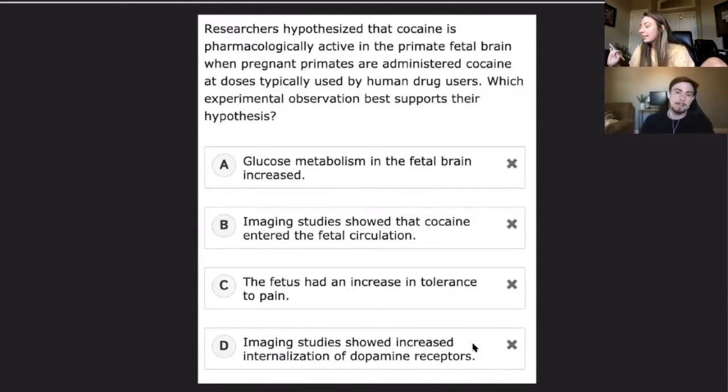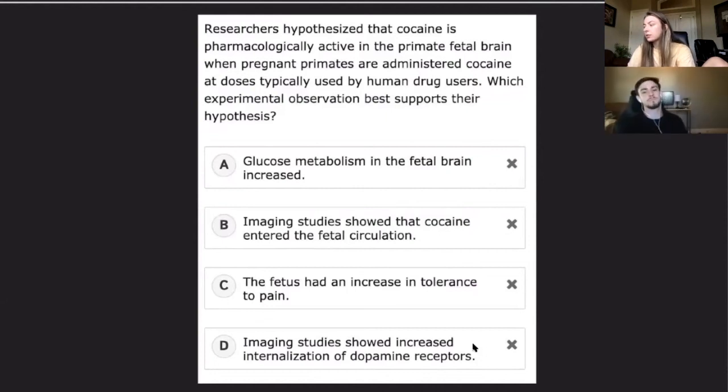I'll take this one. It says researchers hypothesize that cocaine is pharmacologically active in the. This is from a passage, by the way, but you didn't need to know really any passage information.